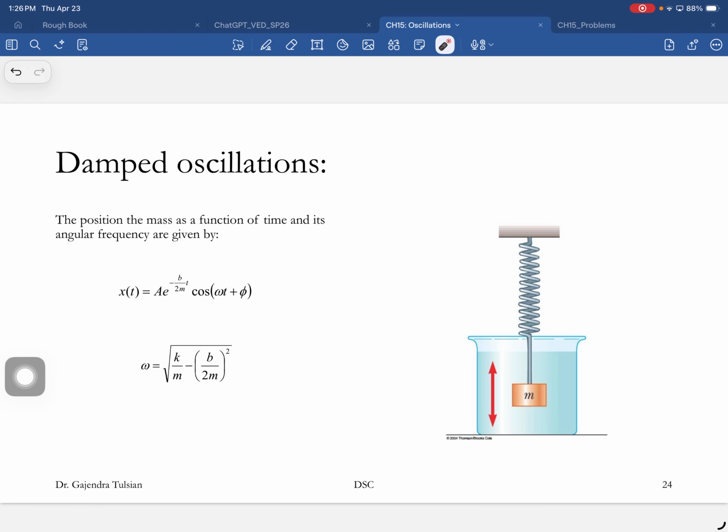It looks very similar to the old solution. The only difference is this exponential factor, and that is coming in the amplitude. So the amplitude is exponentially decaying.